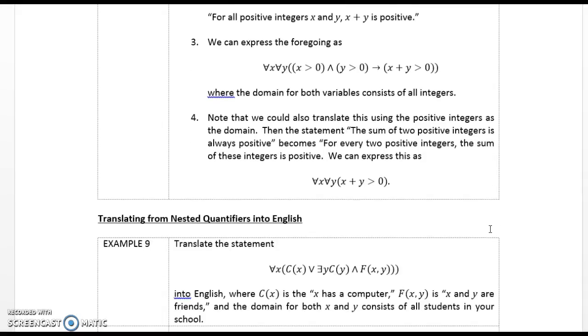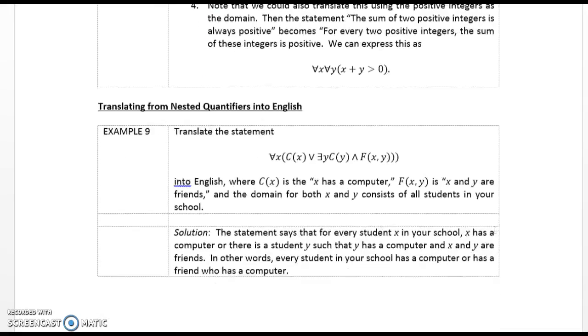Note that we could also translate this using positive integers as the domain. Then the statement, the sum of two positive integers is always positive, becomes for every two positive integers, the sum of these integers is positive. We can express the statement as for all x, for all y, x plus y is greater than 0.